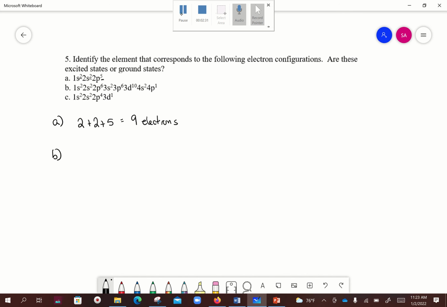Okay, and this one I've got 2 plus 2 plus 6 plus 2 plus 6 plus 10 plus 2 plus 1. So let me see what I got. That's 10, 18, 28, 30, 31 electrons. All right, and in C, I've got 2 plus 2 plus 4 plus 1, so that's 9 electrons.